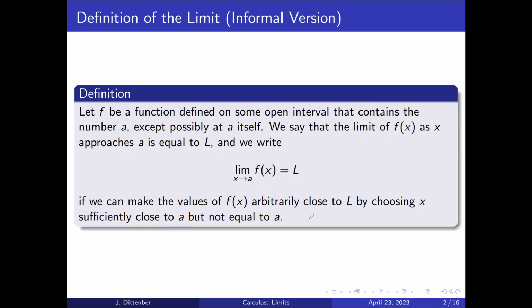So what we're saying is that as our x value gets close to this a, our y value is getting close to this L. And we're using words like arbitrarily and sufficiently close. Later on in this lesson, we're going to replace those words with some mathematics that will make this definition more precise. But for now, let's take a look at what exactly that means.